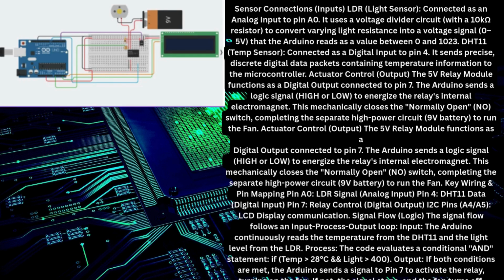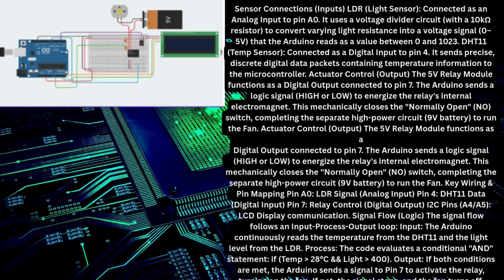Key wiring and pin mapping. Pin A0: LDR signal, analog input. Pin 4: DHT11 data, digital input. Pin 7: relay control, digital output. I2C pins A4, A5: LCD display communication.